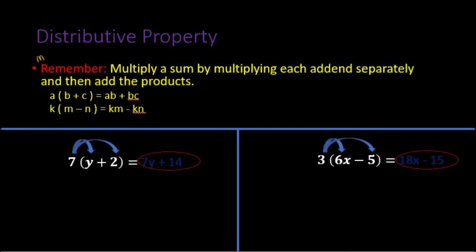The second one, on the right, I combine the 3 and the 6x, and loop the 3 and the negative 5. Multiplying those together, you get 18x minus 15.